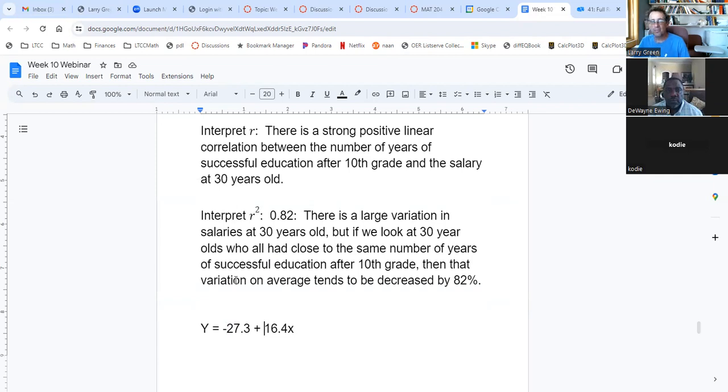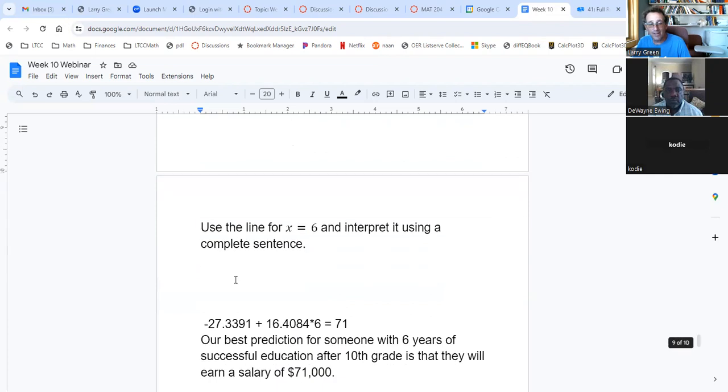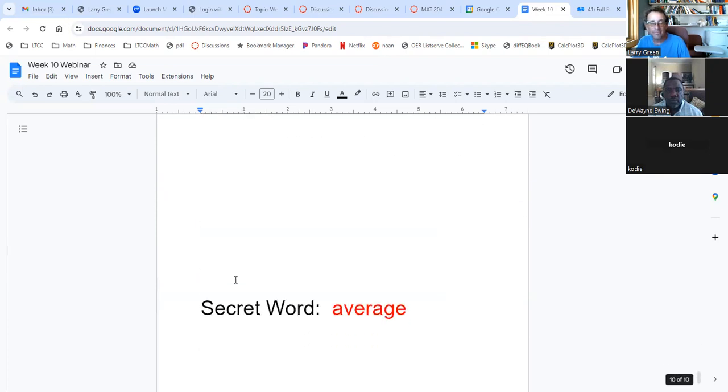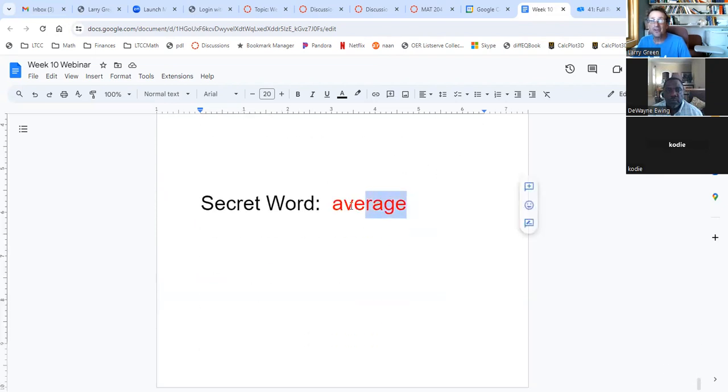Any questions? Okay, what I want to do now is give you the secret word, which is average, because that's come up a lot. If you're looking at your slope, for example, then on average, it tends to go up or down by that after one change in the x value. So average comes up a lot in this chapter. So average is the secret word. Hopefully you all see that, A-V-E-R-A-G-E.